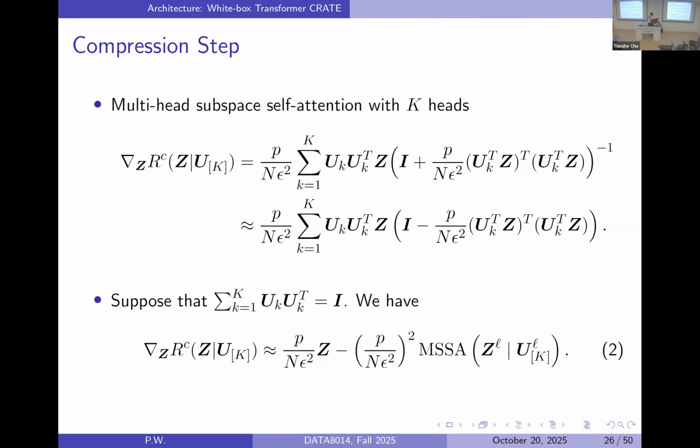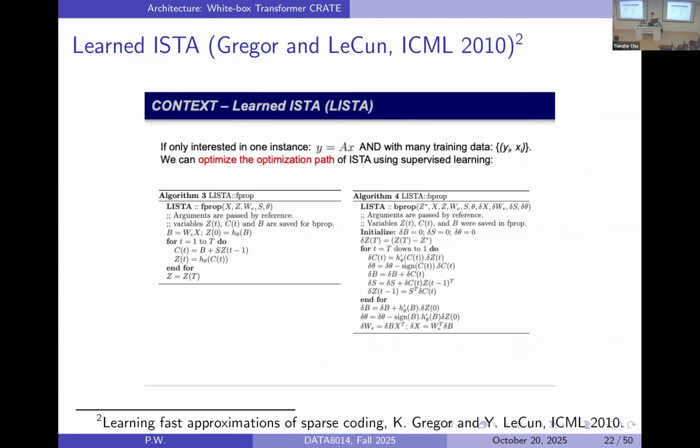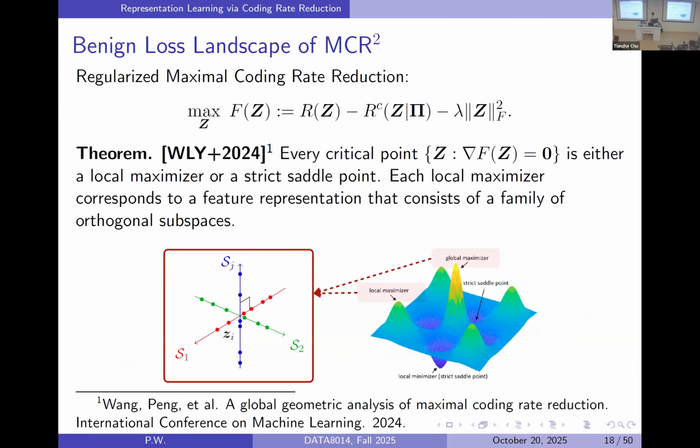Well, before I talk about the slides and also the content on coding rate reduction for unsupervised learning, and also deriving the white-box transformer, I want to first briefly introduce a methodology for doing optimization analysis, or more specifically, loss landscape analysis, for some loss function in deep learning.